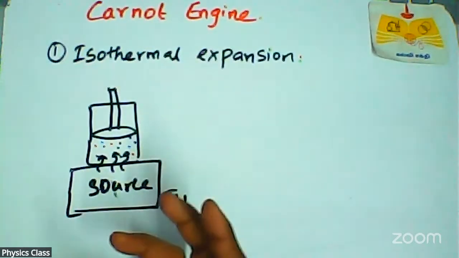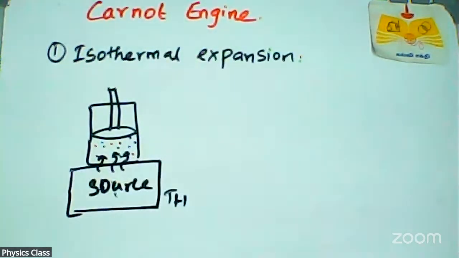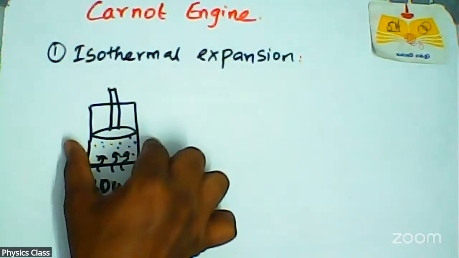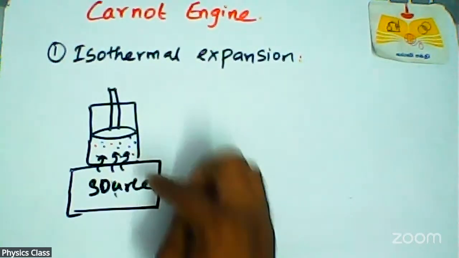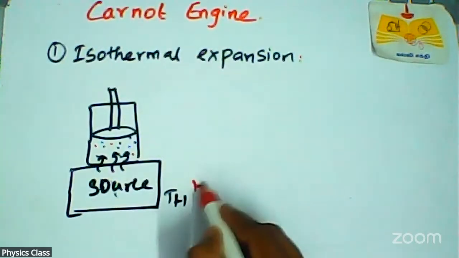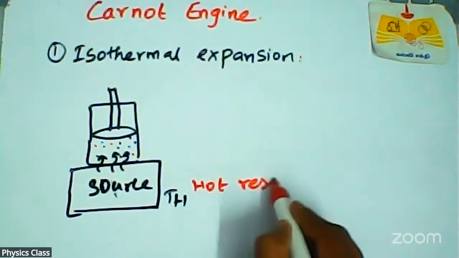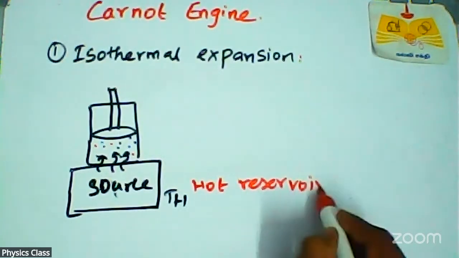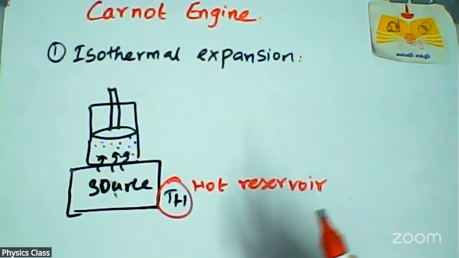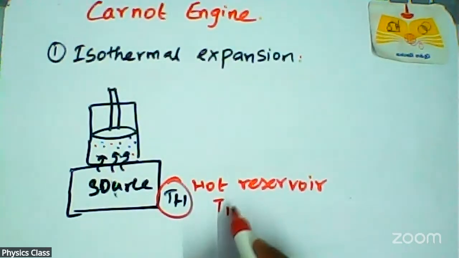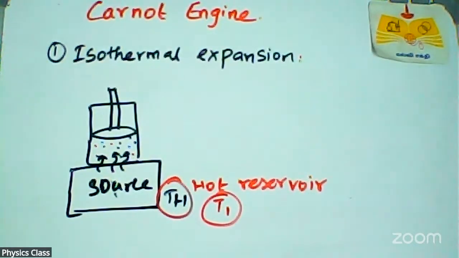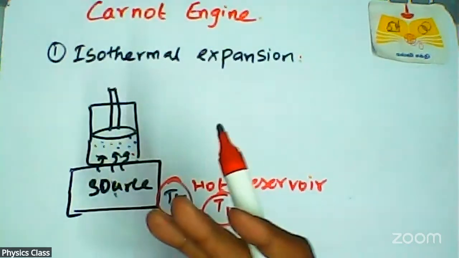Imagine a gas in a cylinder. It is called a gas cylinder. We place this cylinder in contact with our hot reservoir. You may call this a source or hot reservoir, which is at a temperature TH. TH means high temperature. In your book, it is denoted as T1. So T1 means it is at a high temperature. So what will happen next?